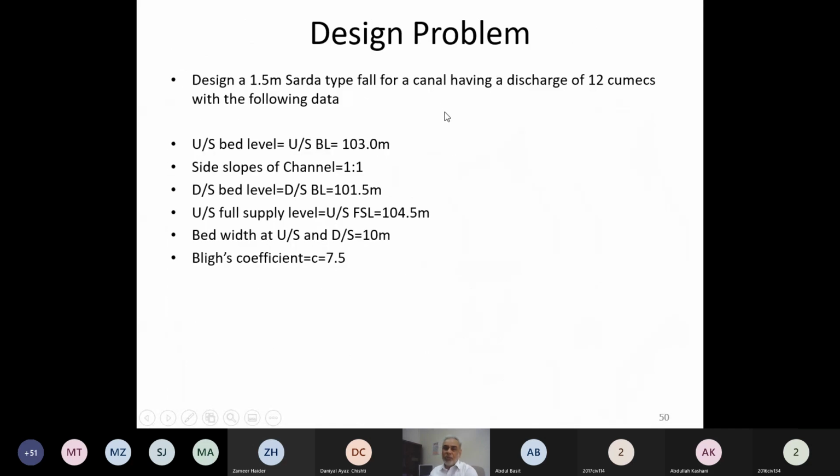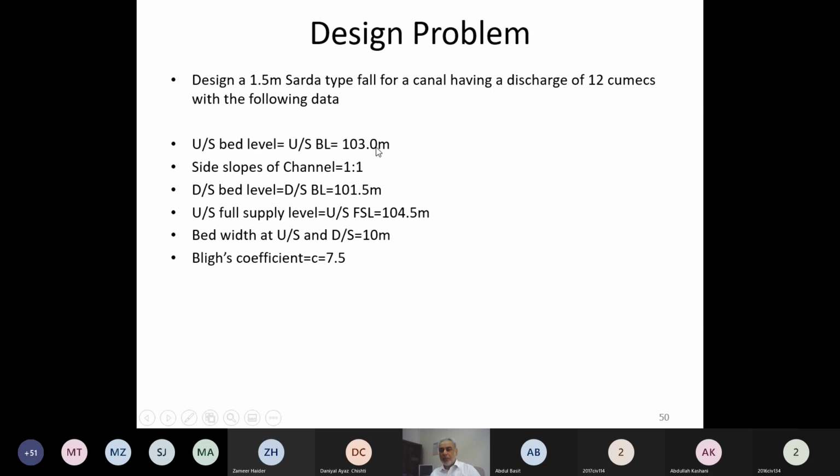There is a design problem which you have to solve yourself and then submit it. You have to design a Sarda type fall with a fall height of 1.5 meter. Design a 1.5 meter Sarda type fall. So this is actually the fall height, having a discharge of 12 cumecs with the following data.